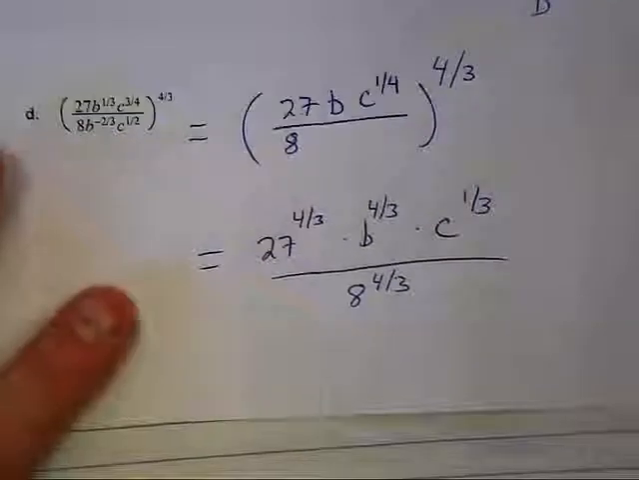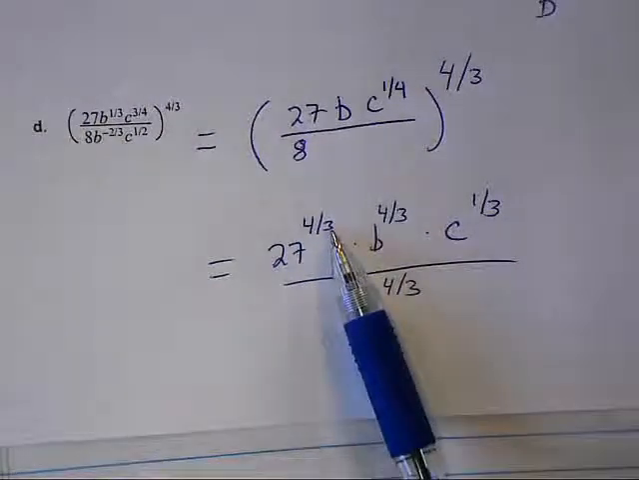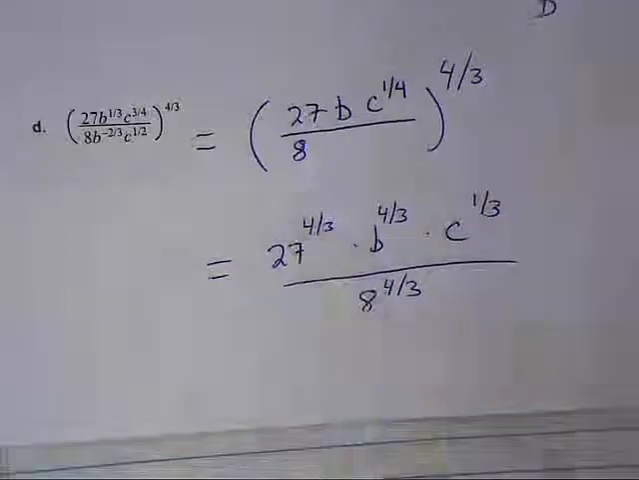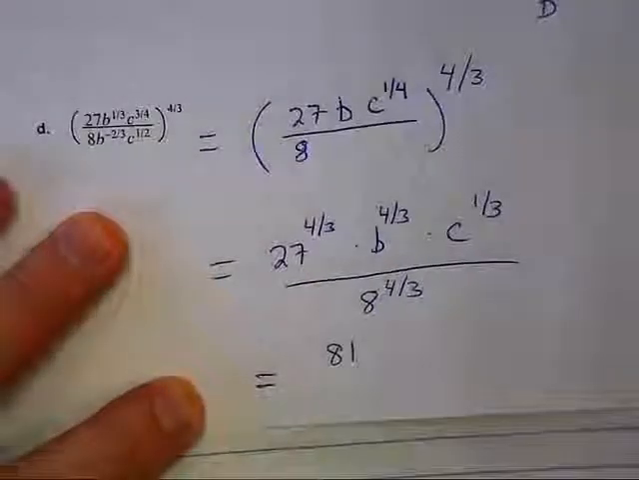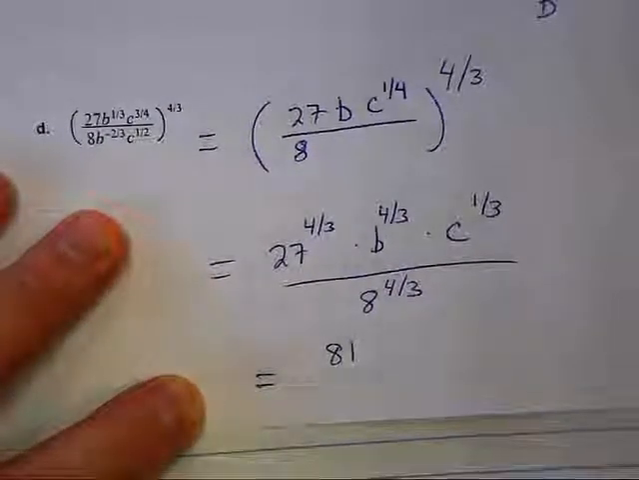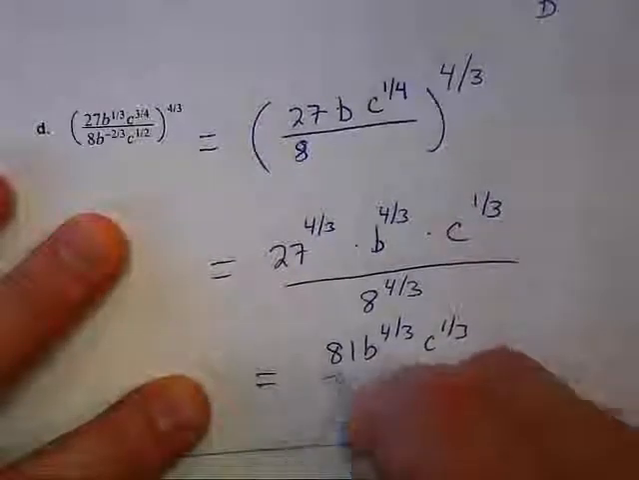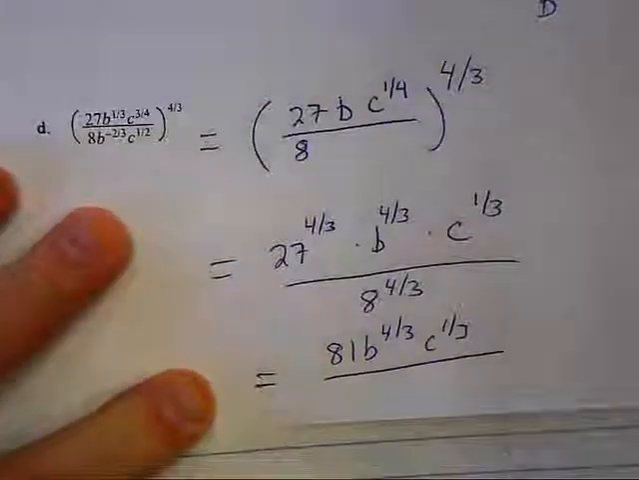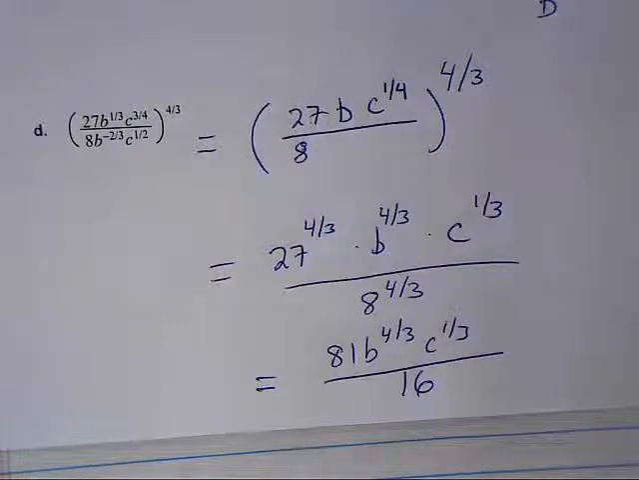And the last thing I would do on this problem, I would ask myself, is 27 to the 4/3 a nice number, or is it some big long decimal? Turns out 27 to the 4/3 is a very nice number. It turns out to be 81. Again, you could use your calculator. B to the 4/3, C to the 1/3. And then the same thing, is 8 to the 4/3 a nice number? It happens to be 16. If it's a nice number, write the nice number. If it's a big long decimal, what are you going to do with it? Leave it as 8 to the 4/3.